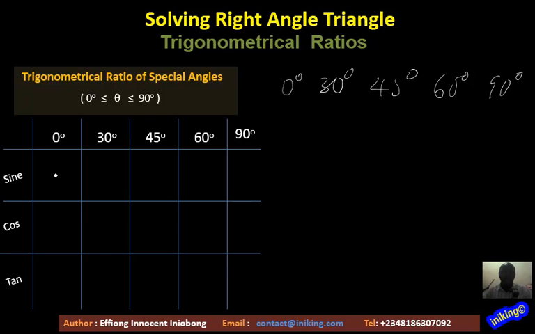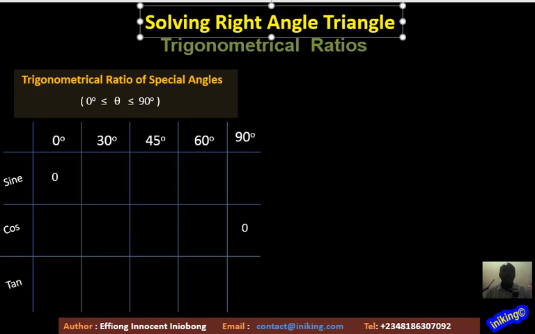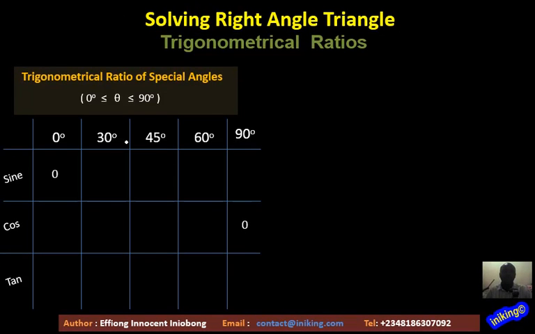Now, without much ado, we all know that sine 0 is 0. And since 90 is complementary to 0, cos 90 will also be equal to 0. And then next we look at 90. Sine 90 we know is 1. And since 0 is complementary to 90, cos 0 will be 1.